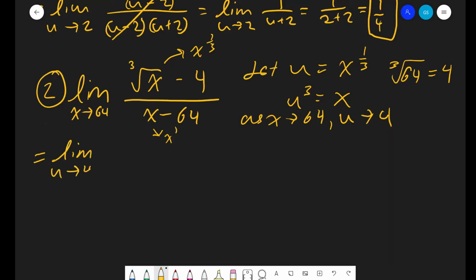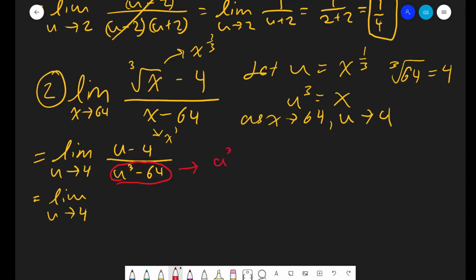The limit of u approaching 4 equals, we said u equals x being cube rooted, so that's u minus 4 in the numerator. In the denominator, we have u cubed minus 64. The limit, u approaches 4. Now, u cubed minus 64. What we can do here is use one of the things we might know, which is a cubed minus b cubed here. And so the idea we're going to apply is SOAP.